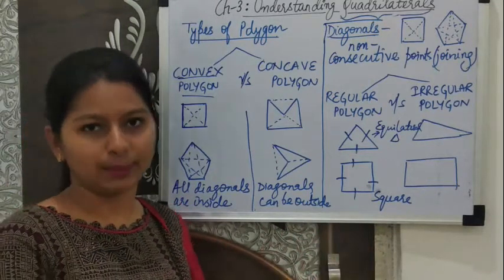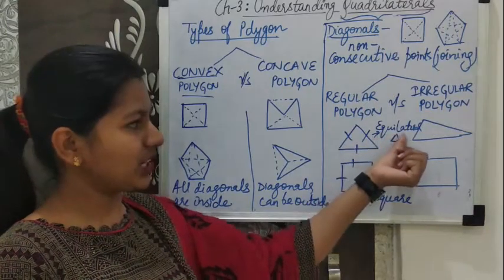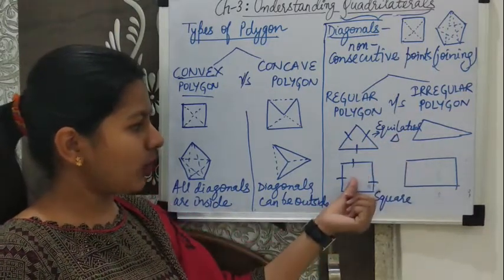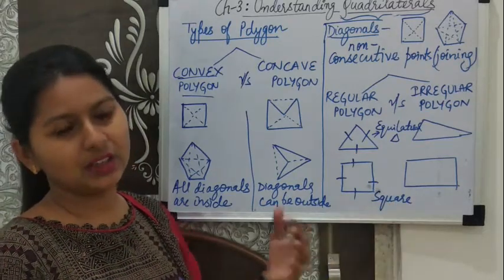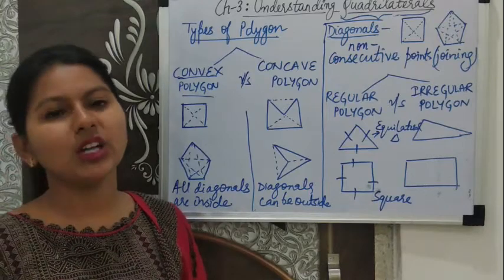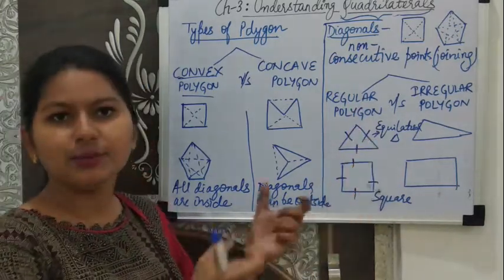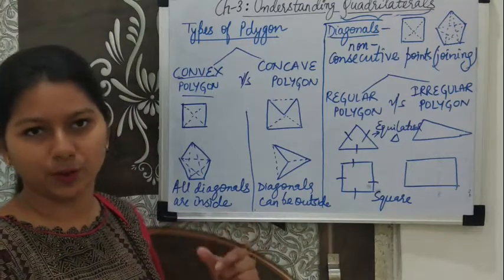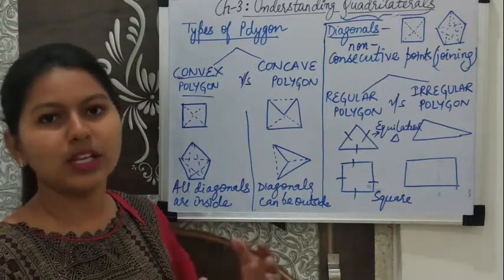Similarly, regular heptagon. Fine. For triangle we have a specific name, equilateral triangle. For quadrilateral also we have a specific name, that is a square. But in case of pentagon, hexagon, heptagon, octagon, we don't have any specific name for the regular polygon. In that case, we simply add the word regular before it. Like regular pentagon, regular hexagon, regular heptagon.